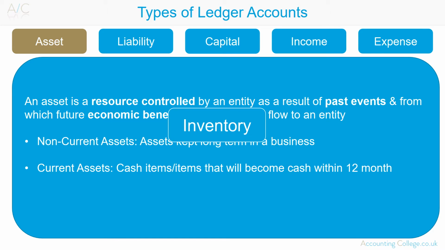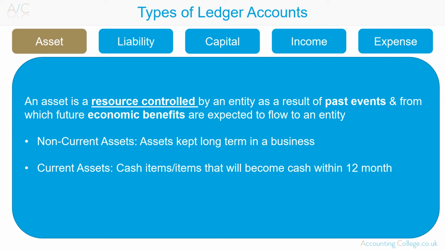For example, the inventory held by an organization for trading purposes. This is a resource controlled by an organization, in that the organization has the power to restrict other people's use. As a result of past events, the inventory was purchased in the past. Economic benefit in the form of profits on sales of inventory are expected to flow into the company.